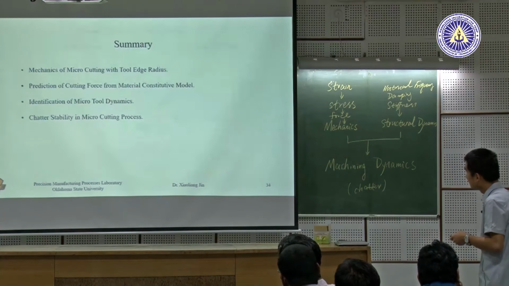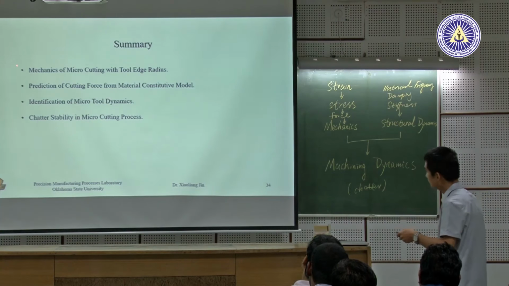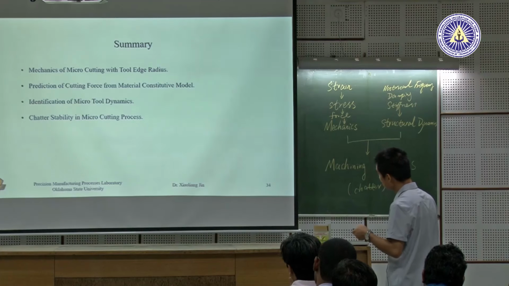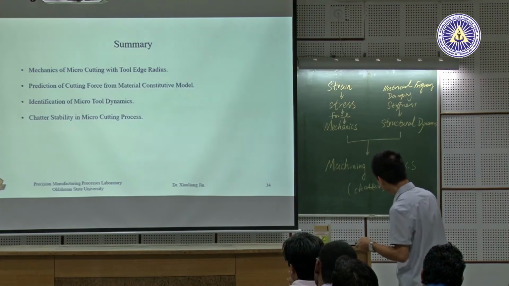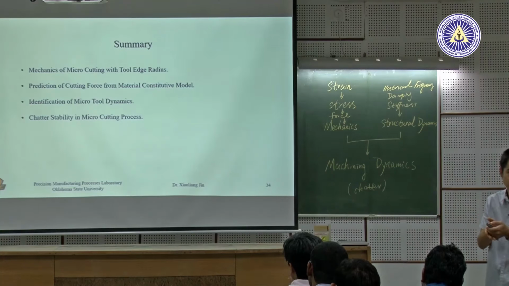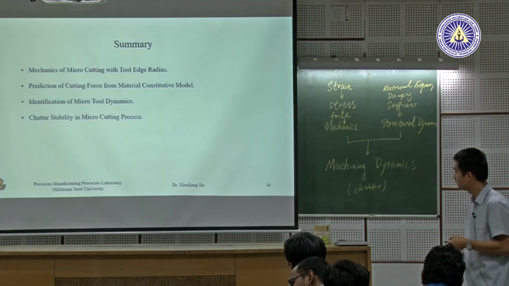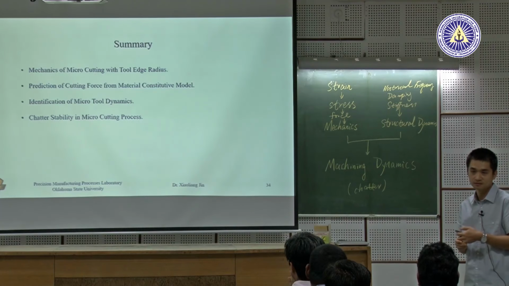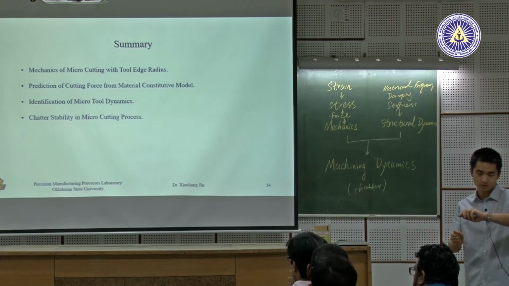But anyway, I think that's everything. The summary is that we are trying to determine the mechanics of micro cutting with edge radius, and based on that, predict the cutting force, which involves identification of the tool-tip dynamics. Based on that, we predict the chatter stability lobe considering the process damping effect. Okay, so that's it. Any questions? I think we're right on time.